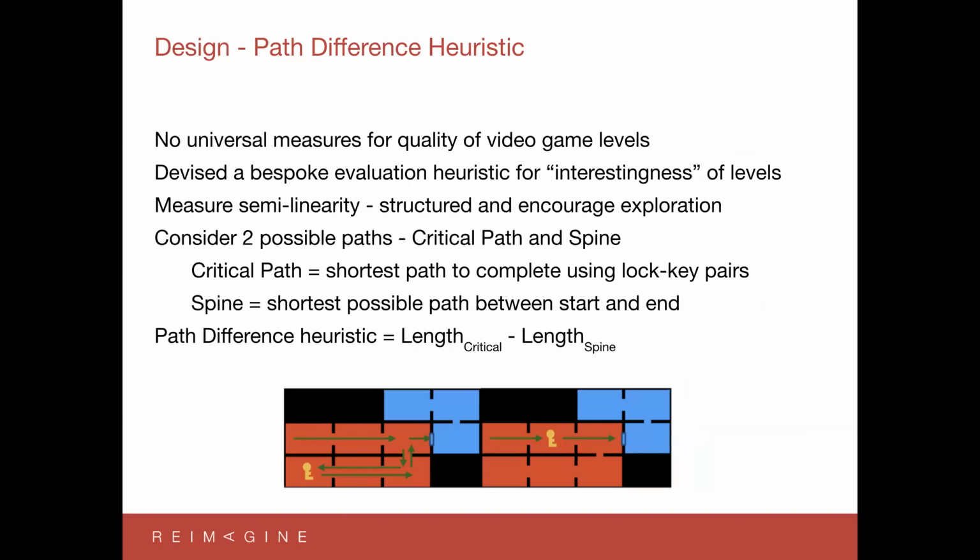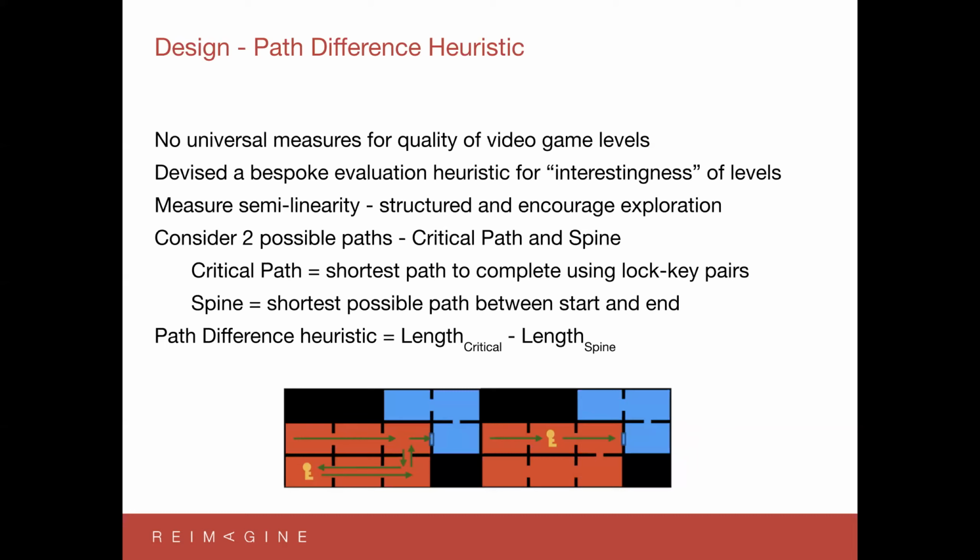We devised a bespoke evaluation heuristic for comparing the interestingness of the generated content. We wanted a way to measure the semi-linearity to evaluate levels for being both structured and encouraging exploration. Our heuristic considers two possible paths through a dungeon. The critical path is the shortest path to complete a level by finding all keys and taking them to all locks. The spine is the shortest possible path between the start and end.